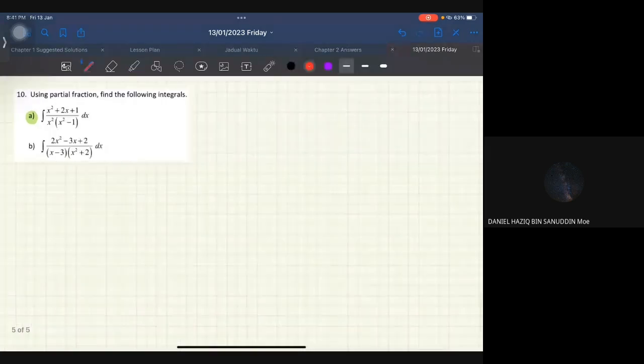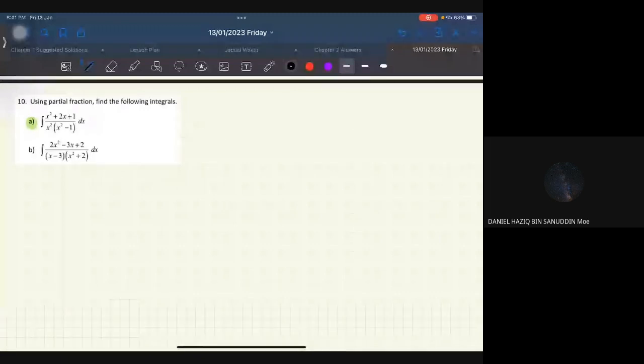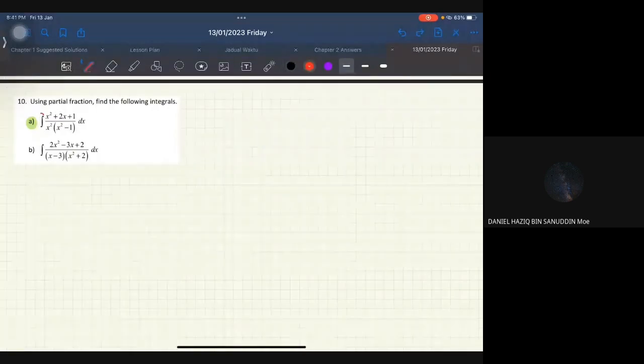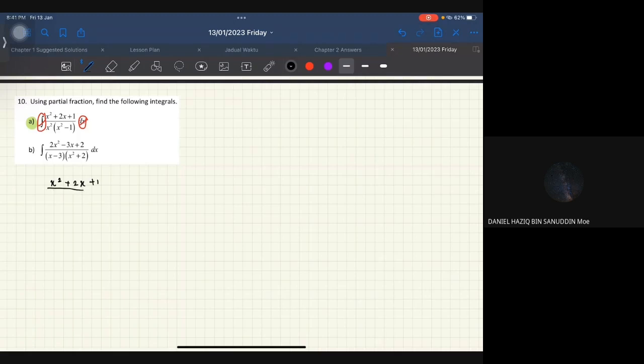Okay, so tengok dekat sini, saya salin dulu apa yang saya ada. So we copy back the question without this. Okay, tanpa tulis ini dan ini. Okay, so kita abaikan dulu, kita ada integral sign dengan dx tu. Okay, so I have x square plus 2x plus 1 divide with x square times x square minus 1. This one. Okay, so kalau tengok dekat awak punya denominator tu, boleh tak kita nak factorize x square minus 1?